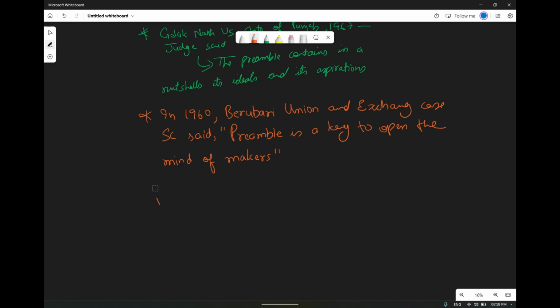In any scenario, if a judge is confused about a part of the constitution, they are going to open the mind of those people who made the constitution and will try to understand why that particular line is written, and what they mean by that term. And how are they going to understand the mind of the makers? By reading the preamble. By reading the preamble, the court is going to understand the mind of the makers of the constitution, who were involved in the writing of the constitution.